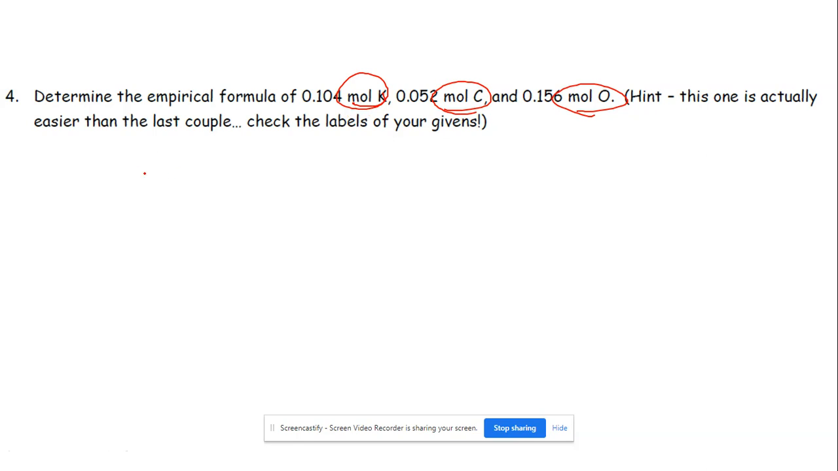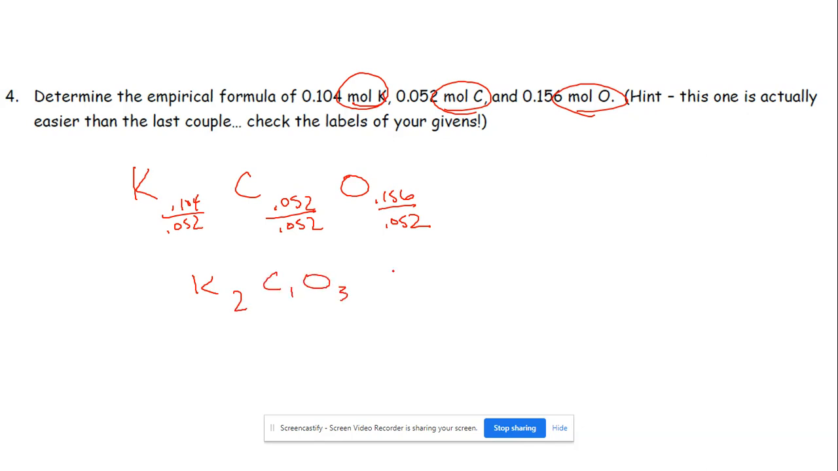So I don't have to turn my grams into moles. I already have moles. So I have 0.104 potassiums, 0.052 carbons, and 0.156 oxygens. Still going to divide by the smallest of the 3, which in this case is 0.052. Potassium becomes 2, carbon is 1, and oxygen is 3. This is my empirical formula, K2C1O3. Easy peasy.